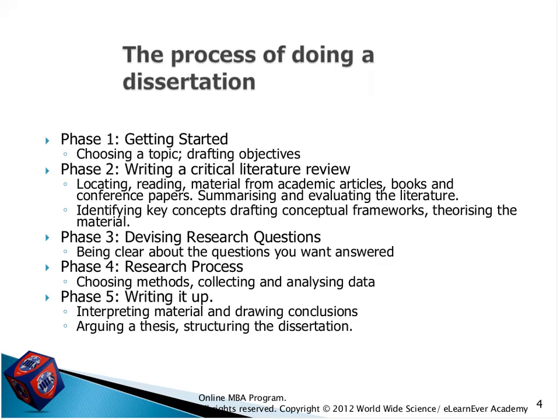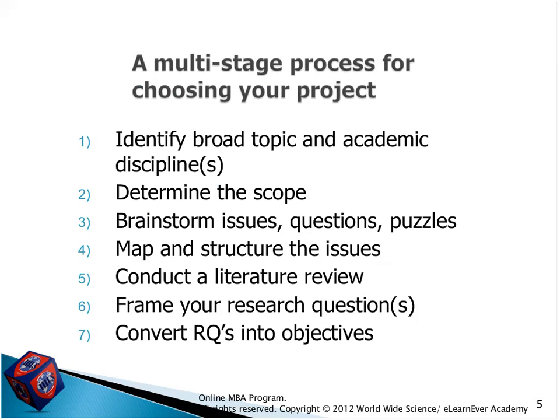This is again, I put the process of doing dissertation that we talk about in more detail. So here I want to talk about the multi-stage process for choosing your project. Okay. First, about topic that we talked about before, identify broad topic and academic disciplines. Okay. For example, today, when I want to talk about Mr. Nawabi's topic, I can mention some points regarding this slide. That academic discipline, how is it for choosing the topic? Okay, determine the scope, brainstorm, question, puzzle, map and structure the issues, conduct a literature review, frame your research question, convert RQ into objective, meaning research question into objective.